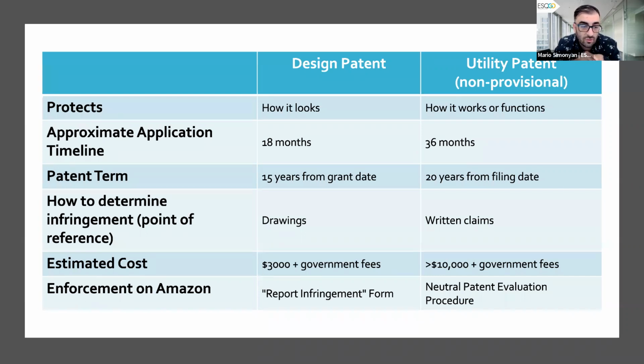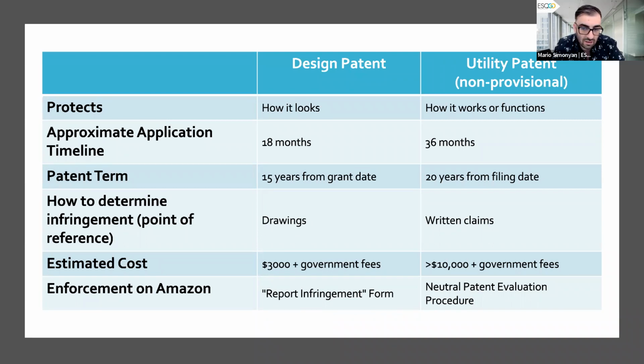Enforcement on Amazon, as far as how you enforce it on Amazon. For design patents, it's through Amazon's report infringement form. And then for utility, it's through the neutral patent evaluation procedure. Now, you can also file an infringement report on Amazon using their form for utility patents. But what we have gathered from Amazon's attorneys is they're trying to steer more people towards the neutral patent evaluation procedure instead of the report infringement form.